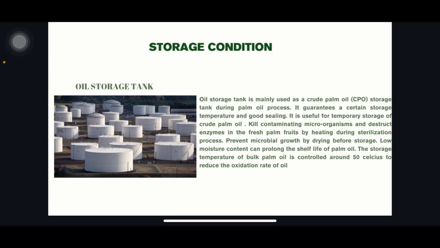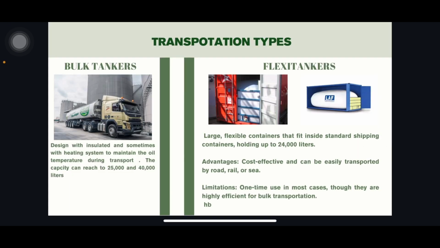The storage temperature of bulk palm oil is controlled around 50 Celsius to reduce the oxidation rate of the oil. Okay, the last one, I would like to talk about the transportation types. The first one is bulk tankers. Bulk tankers are designed with insulation and sometimes with a heating system to maintain the oil temperature during transport. The capacity can reach between 25,000 and 40,000 liters.